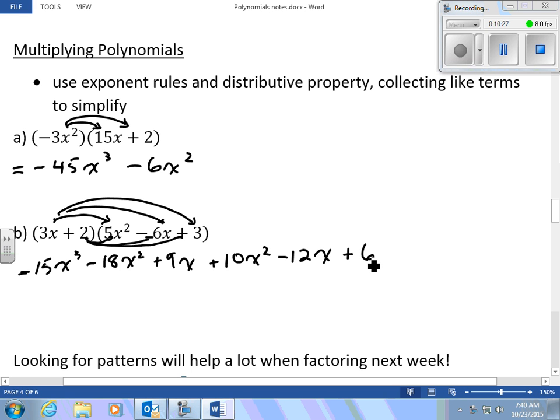And now we're going to simplify it because I see that there are a couple of x squared terms and a couple of x terms that we can combine. So I've got 15x cubed, a negative 18x squared, and a plus 10x squared. So that's a negative 8x squared. A plus 9x minus 12x is minus 3x plus 6. And that's our final solution now.